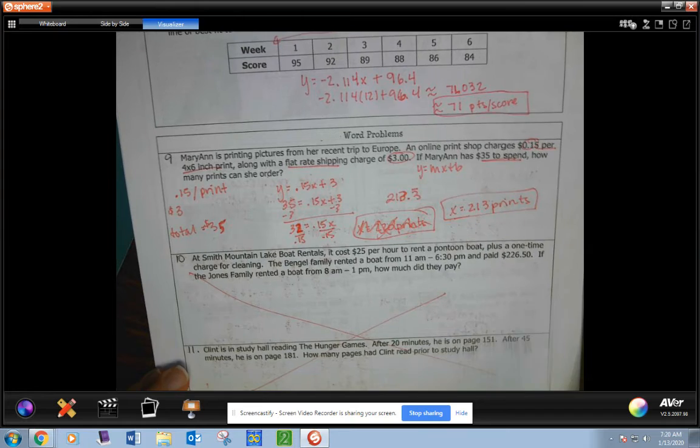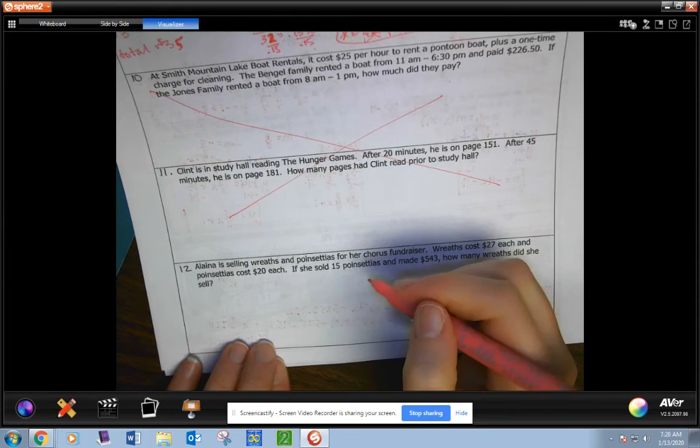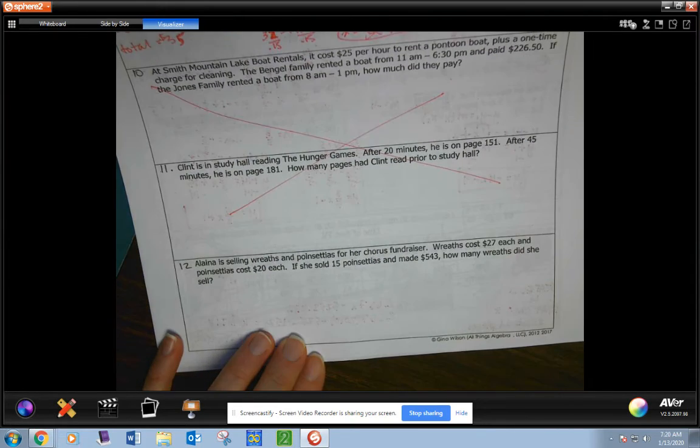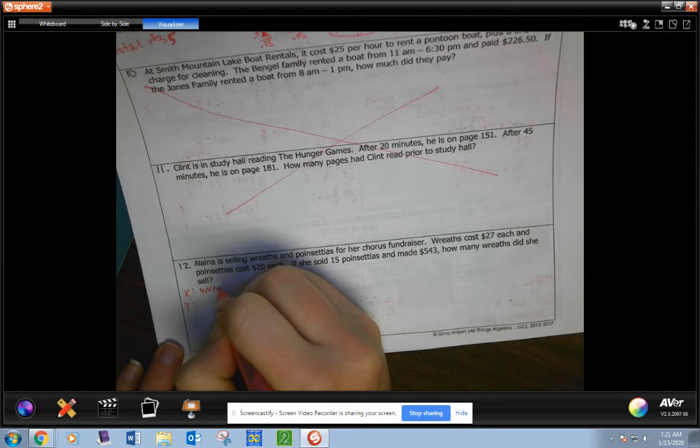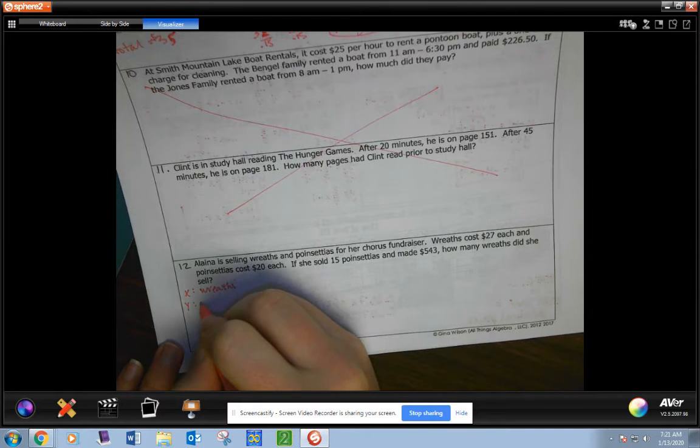All right, now moving to 12. Elena is selling wreaths and poinsettias for her chorus fundraiser. Wreaths are $27 each and poinsettias cost $20 each. If she sold 15 poinsettias and made $543, how many wreaths did she sell? Okay, so we're talking about two things. We have an X, we have a Y. I'm going to call X wreaths and Y poinsettias.